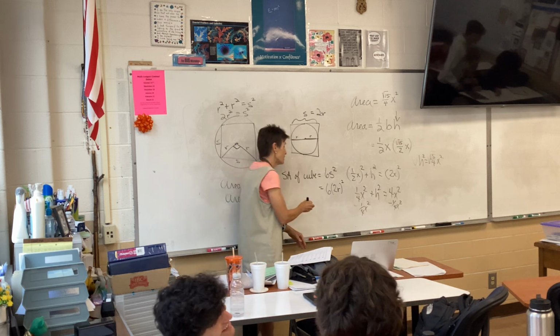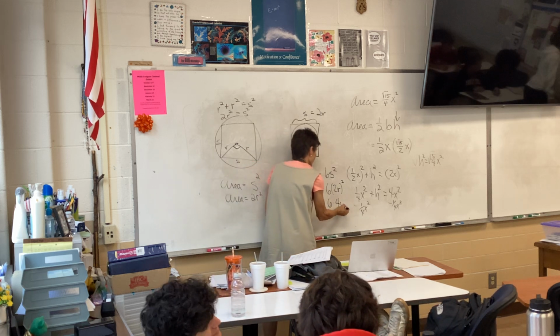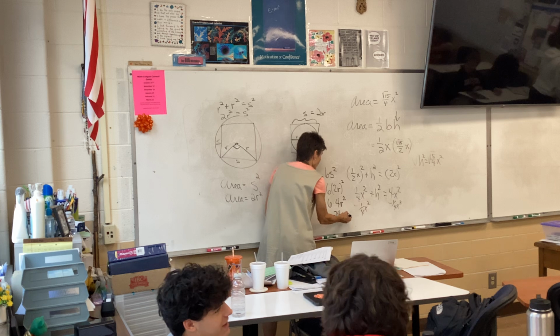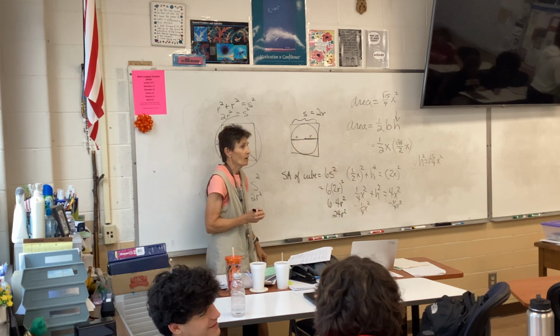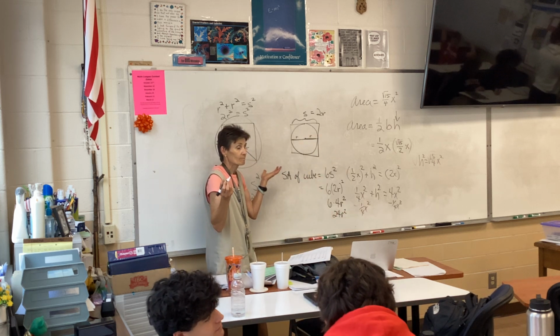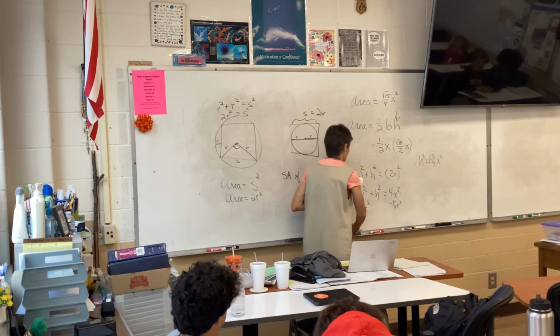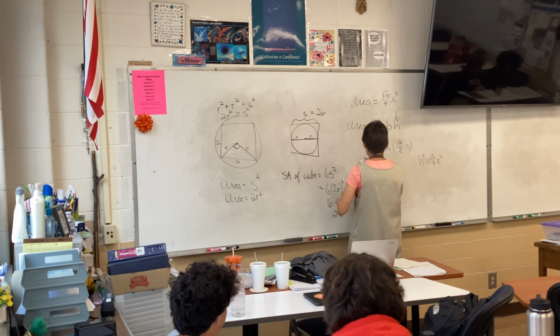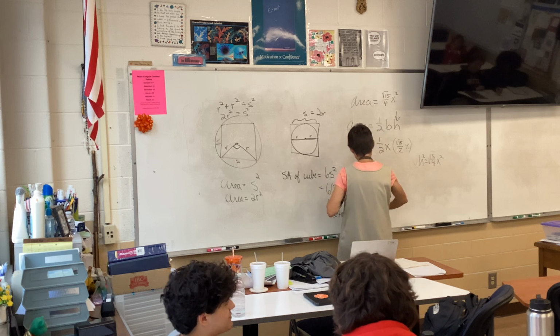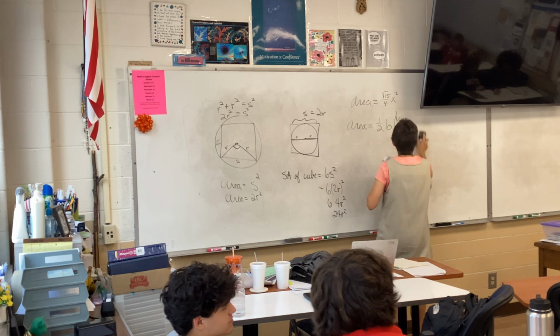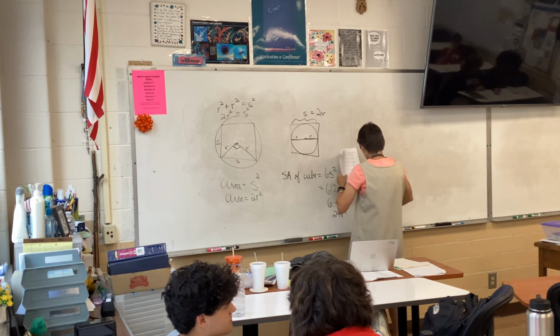(2R) squared is 4R squared. So the answer to the problem is 24R squared. Simple enough. Last one. That's correct. No, these are all the same. You just have to really think about them. All right, here we go.